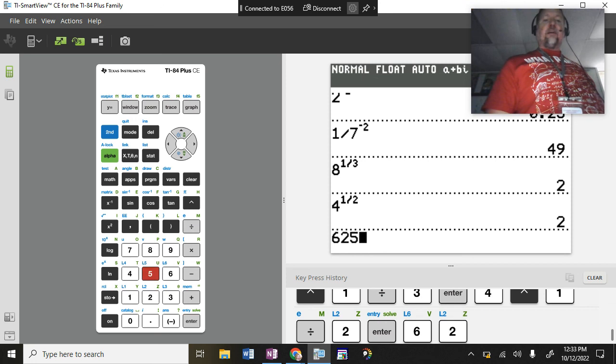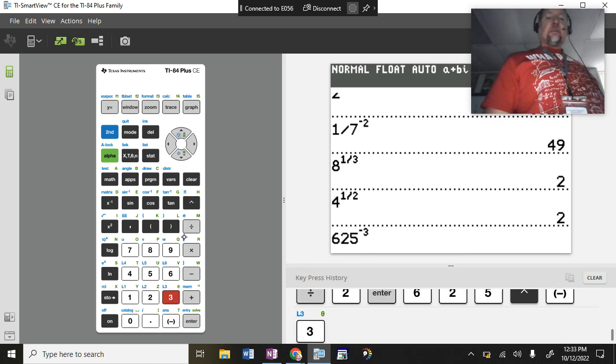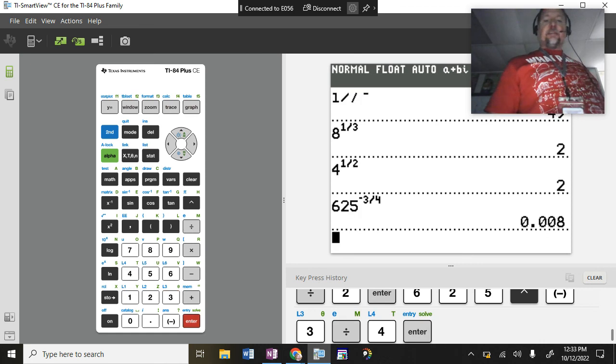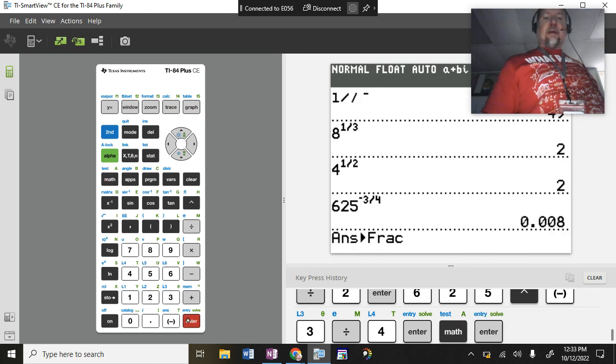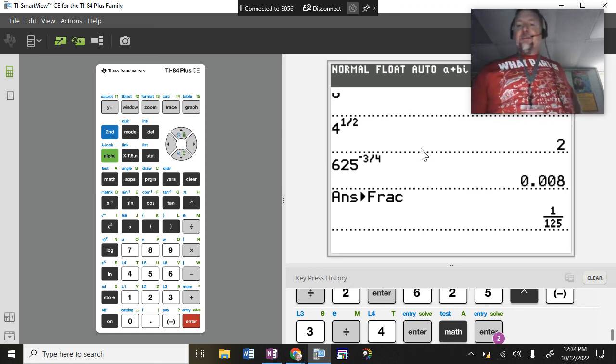What did I have? 625 caret, -3 divided by 4, right? It was to the -3/4 power. And then watch this, math, because we all do this, right? We all know this button, math frac. This is why we don't know our fractions, because we just let the calculator spit out the answers for us. Arr! That's why this is a no calculator scenario.